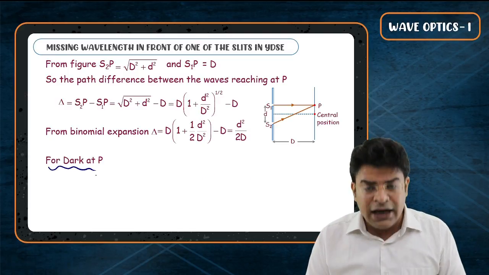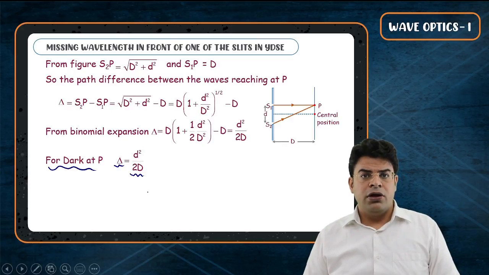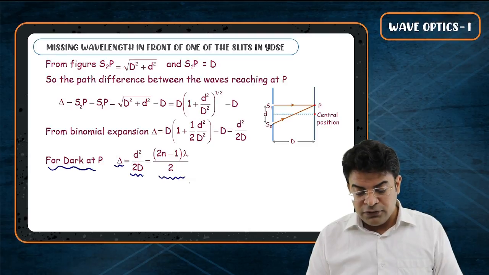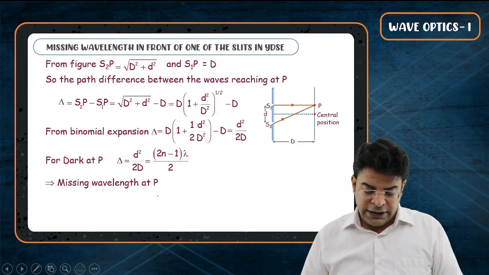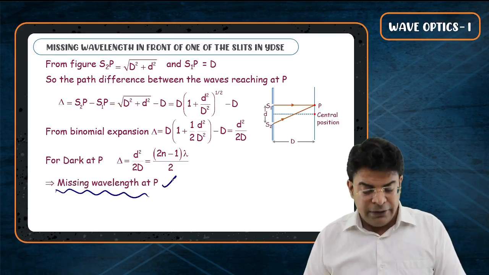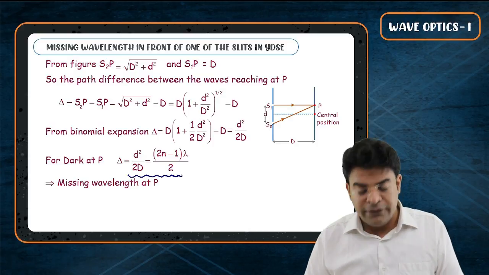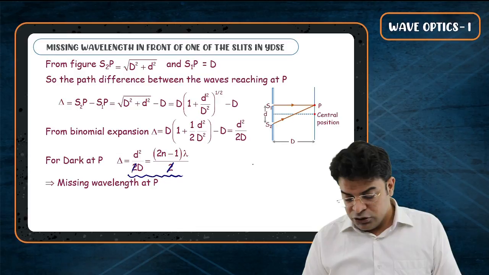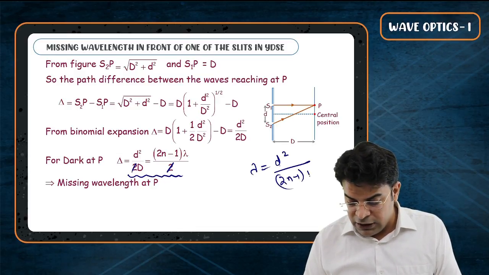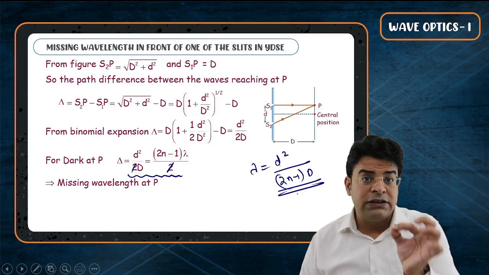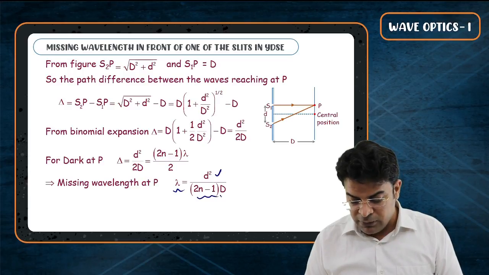So for dark at P, the path difference, which is equal to d square by 2D, should also be equal to 2n minus 1 into lambda by 2, where n changes from 1, 2, 3 and so on. So the missing wavelengths at P are the ones for which this condition is satisfied. Cancelling out 2 and 2, the wavelengths which are equal to d square upon 2n minus 1 into D, such wavelengths will be missing. So lambda has to be equal to d square upon 2n minus 1 into D.